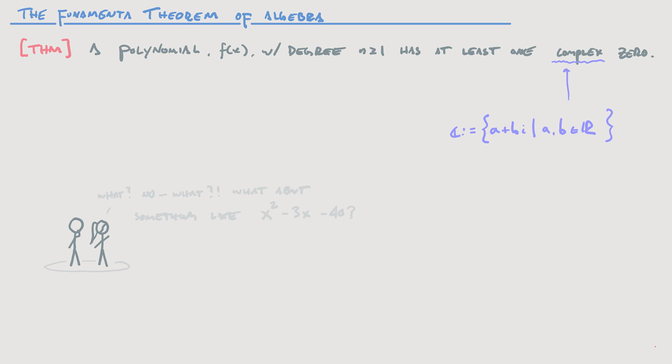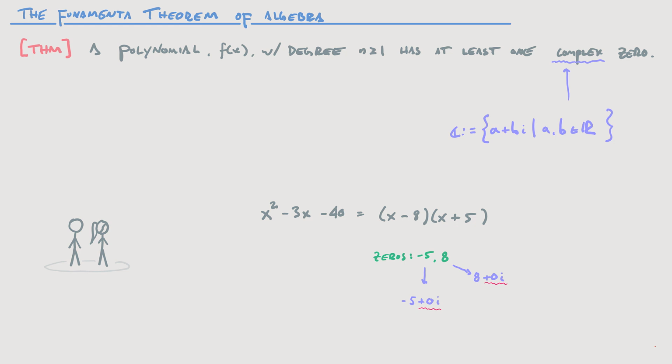Now, you might be wondering, that's impossible. Think about something like x squared minus 3x minus 40, right? How does that have a complex number as one of its zeros? Well, let's look at that one. X squared minus 3x minus 40. It breaks up into x minus 8 and x plus 5. Both of those are the factors of x squared minus 3x minus 40. And so its zeros are negative 5 and 8, which are complex numbers, right? Negative 5 plus 0i and 8 plus 0i. They just don't have an imaginary part, but they're definitely complex numbers.